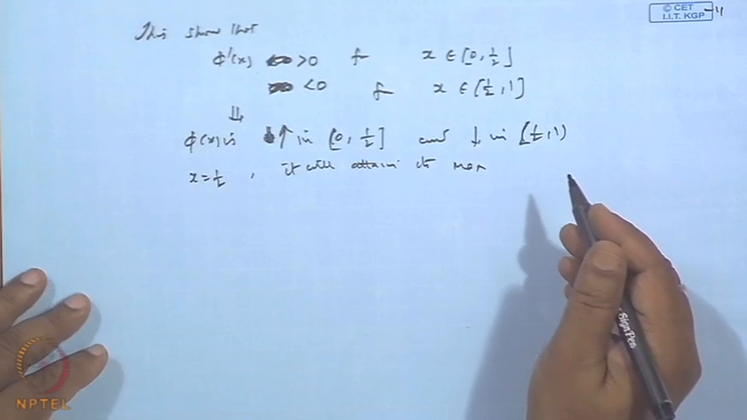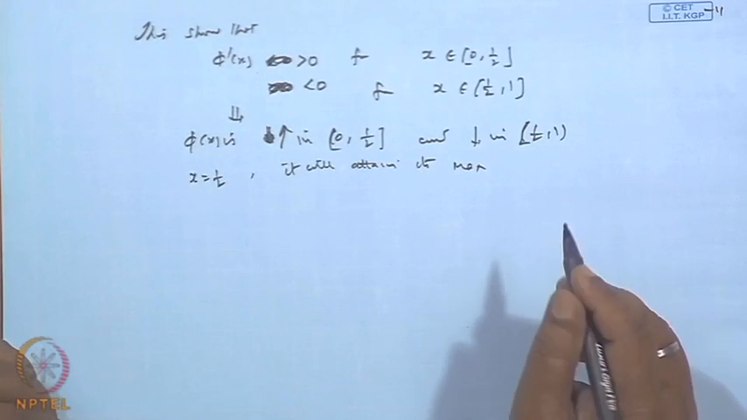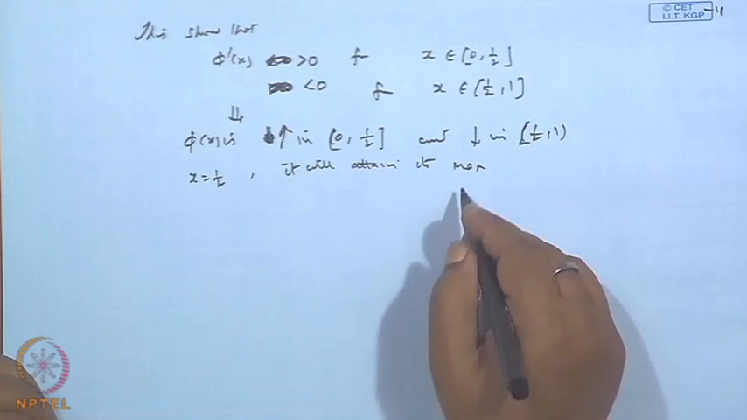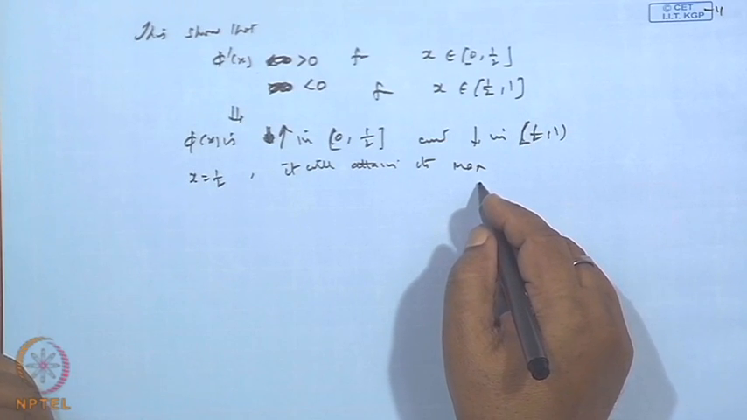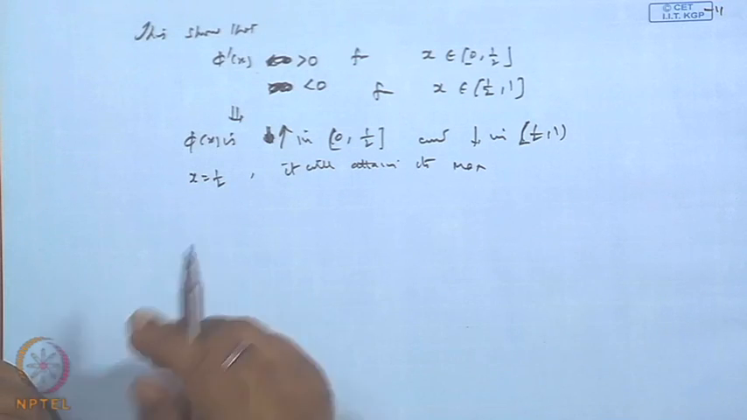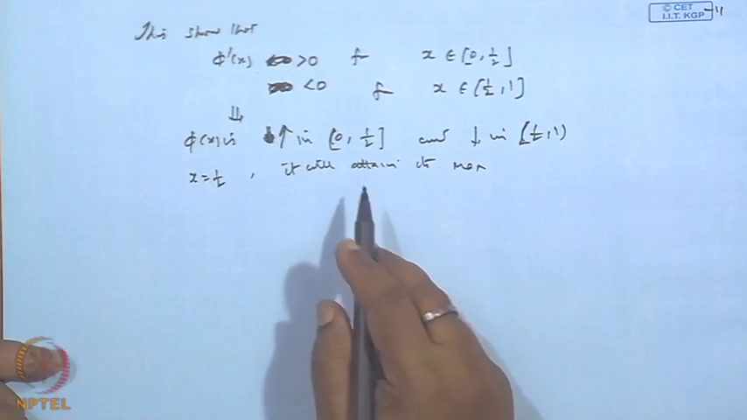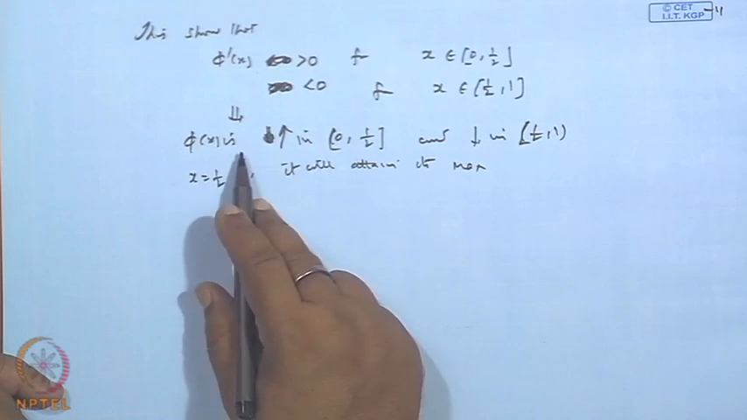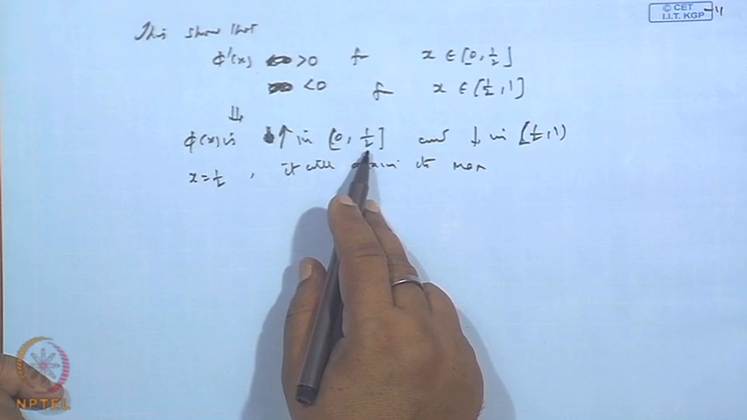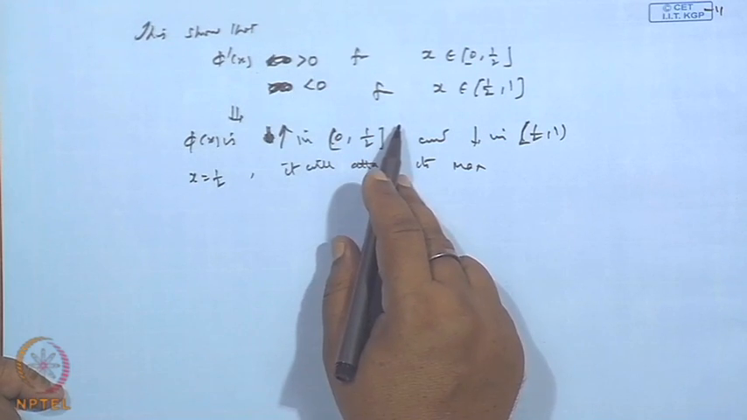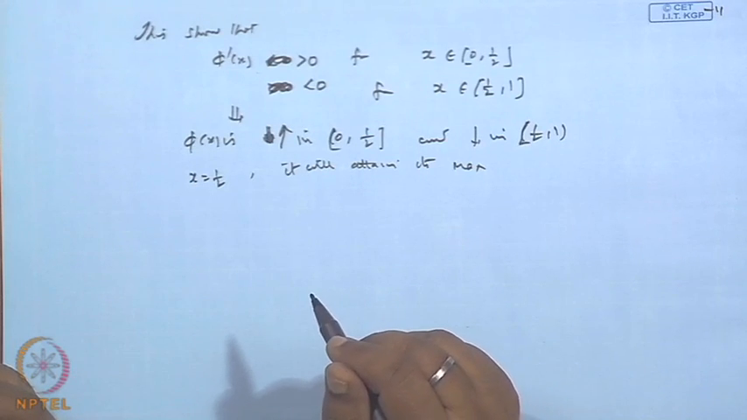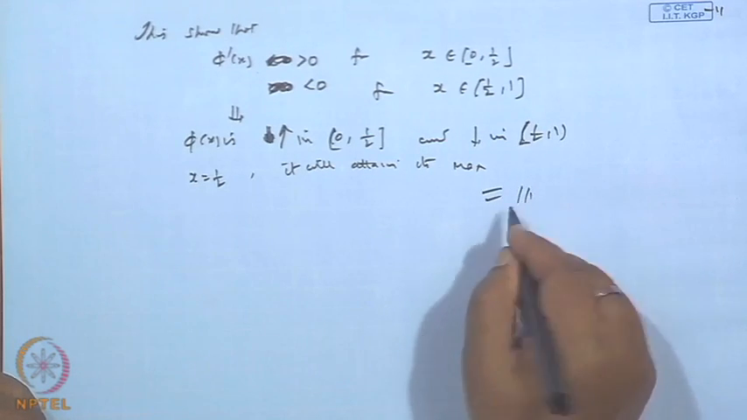Okay. So we get this one, at the point x equal to half this function is this. So the function phi is increasing in this interval where phi dash x is greater than 0, and this is less than 0. Okay. So this shows our result is complete. Okay. So that completes the result.